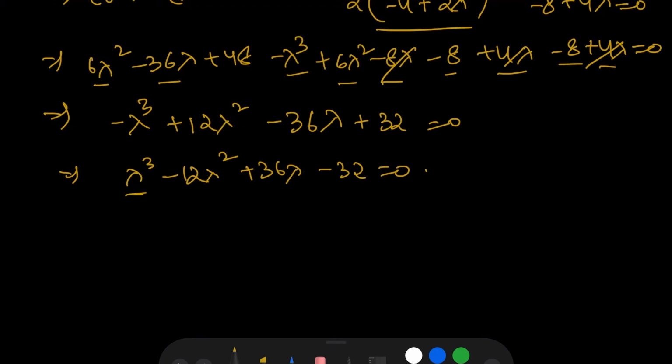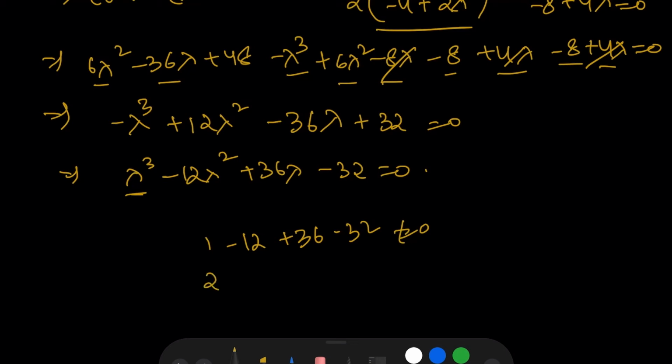So what can be the ideal root for this? What can be the root value? Let us put some random values. Let us put 1. If you put 1, it will be 1 minus 12 plus 36 minus 32. So no, it is not equal to 0. So let us put 2 now.